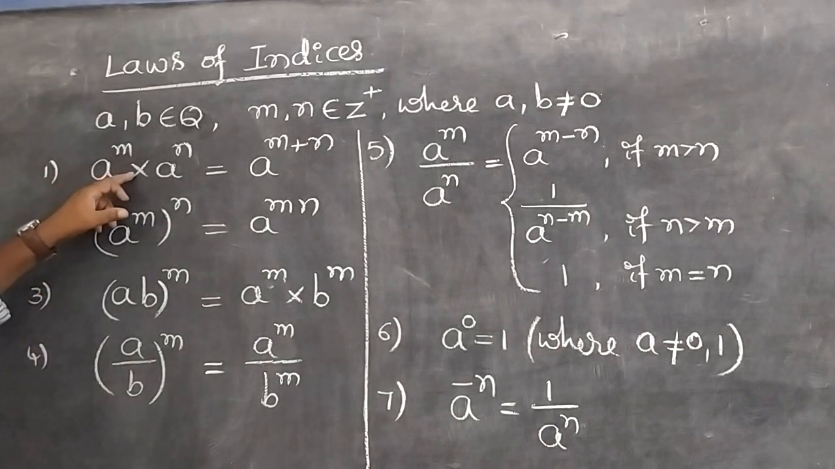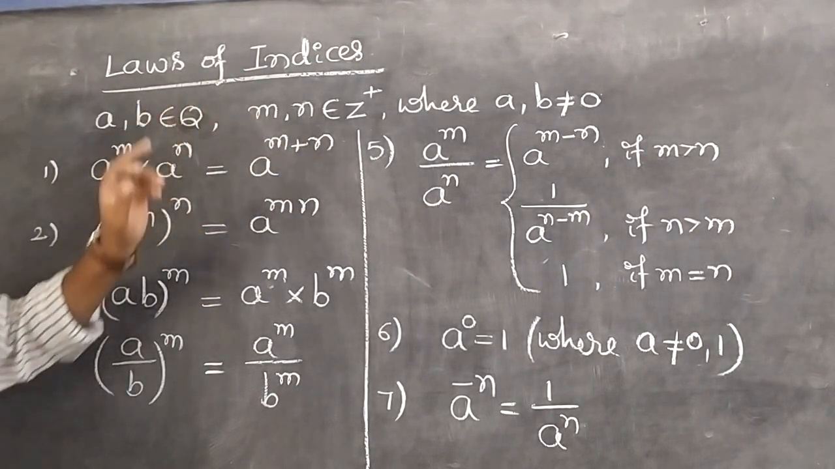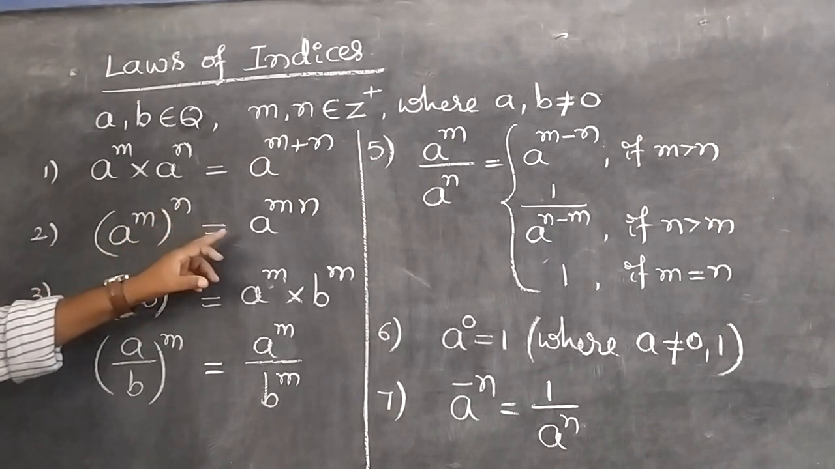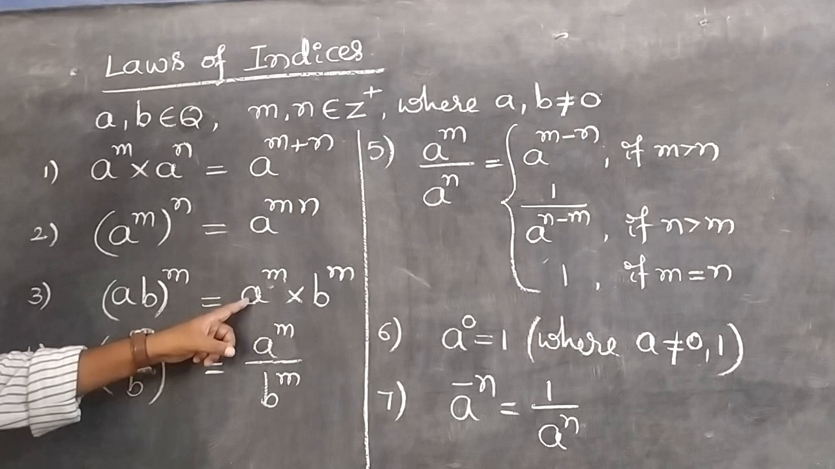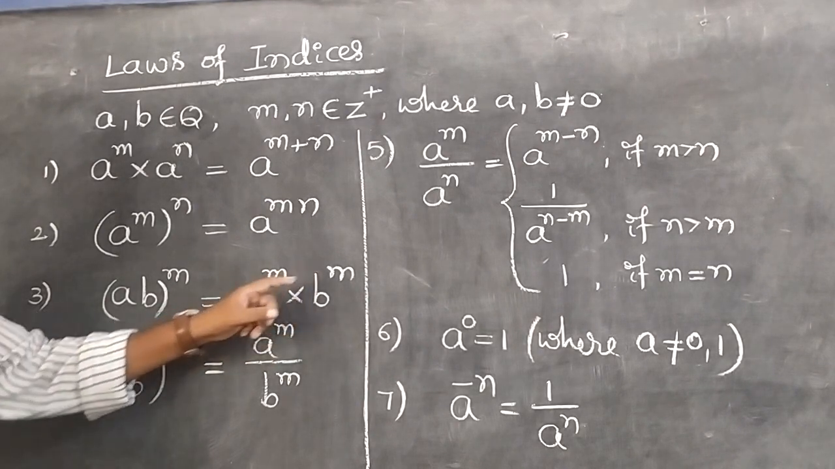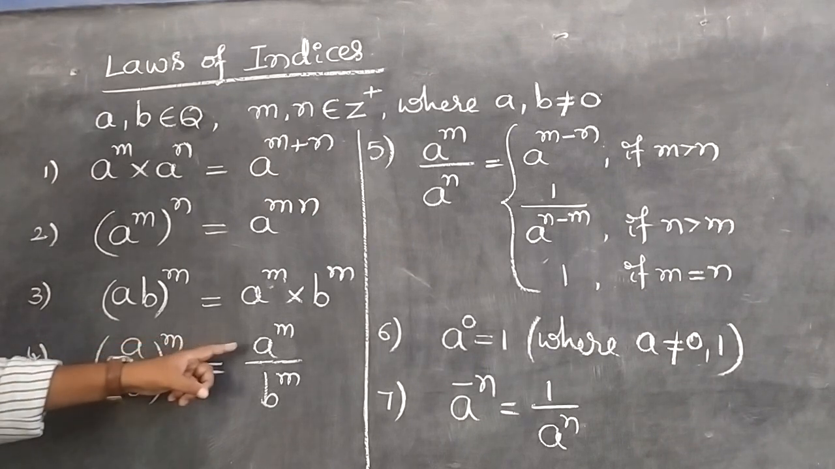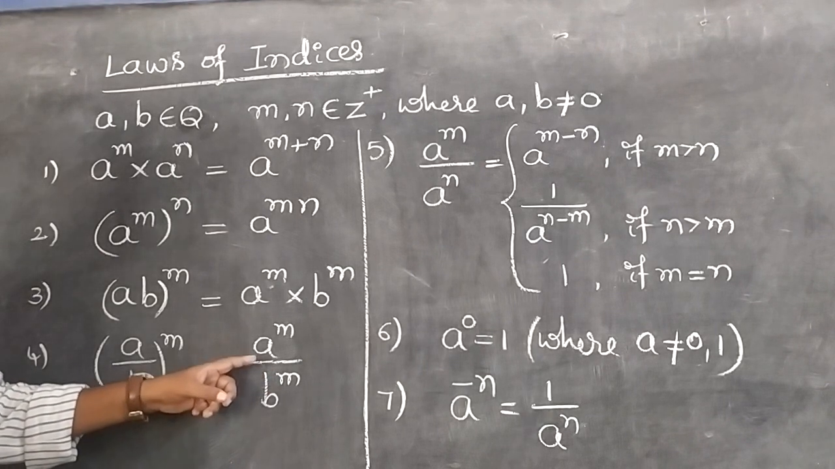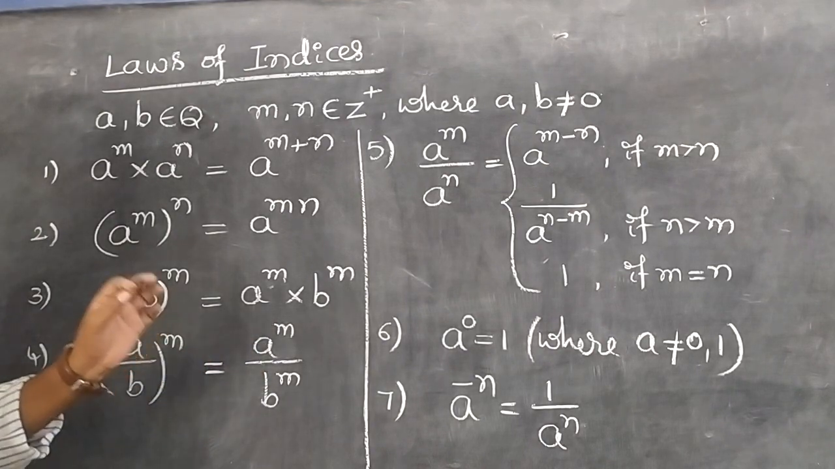First observe the first law of indices: A power m into A power n equals A power m plus n. Second formula: A power m whole power n equals A power m into n. Third one: A into B whole power m equals A power m into B power m. Fourth one: A by B whole power m equals A power m by B power m. Don't read it as AM by BM, students, it is wrong.